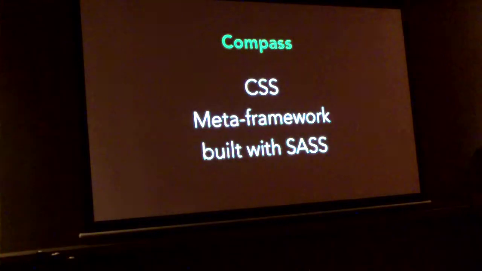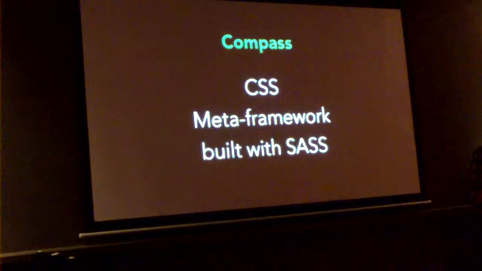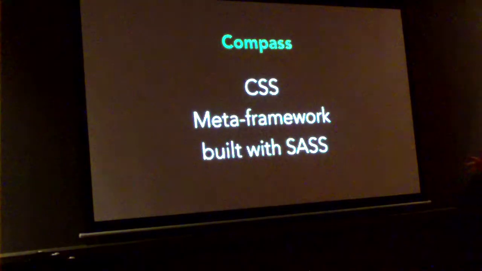So Compass is a sort of CSS meta framework built with SASS. It's a meta framework because it's not like Blueprint or 960, in that it basically lets you use Blueprint or 960, but without tagging up your HTML with all those nasty span 12 or 5 columns.